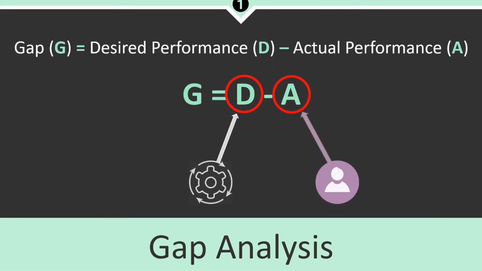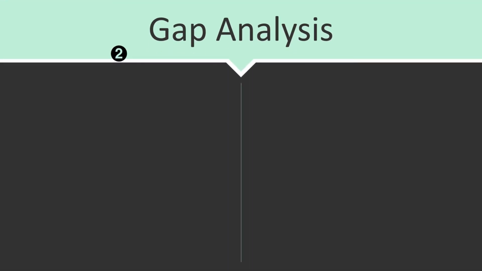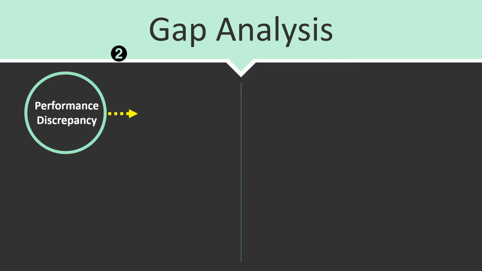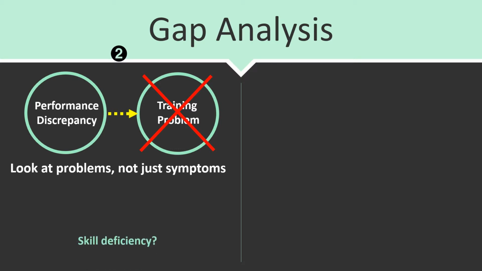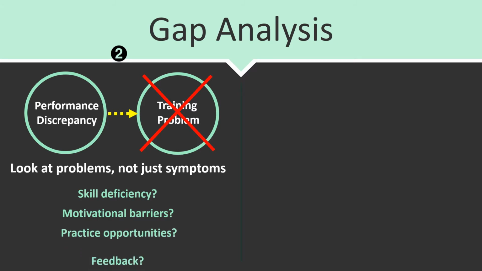The gap analysis doesn't end with this discrepancy revealing process. The difference between actual performance and desired performance is a performance discrepancy. This discrepancy may or may not be a problem, and the solution may not necessarily involve teaching or training. To develop a solution to this discrepancy, you must look at the problems and not just the symptoms. First, you need to decide if the discrepancy is due to a skill deficiency. If so, then yes, training can be the solution. You also might need to decide if the discrepancy is due to motivational barriers, or a lack of practice opportunities, or a lack of performance feedback, or some other group or organizational barrier.